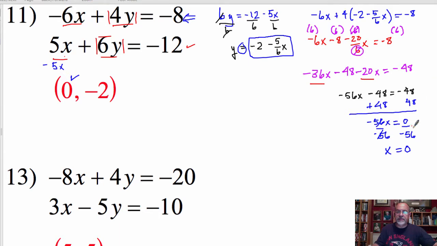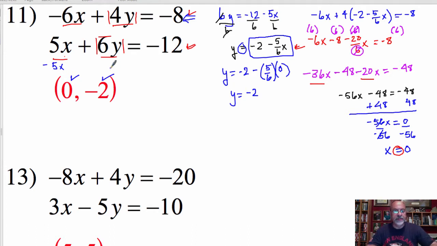Now that I know what x is, and I know what it's interchangeable with, I can go back to any of these original equations or this one that I solved for, substitute in the value of x, and get my y. So I'm going to go again, go back to this because y has already been solved for. So this is -2 minus, and then we have 6 times x, which is 0. So this becomes 0, so y is -2 minus 0 or plus 0, so my y value is -2. So I have the solution to my system.